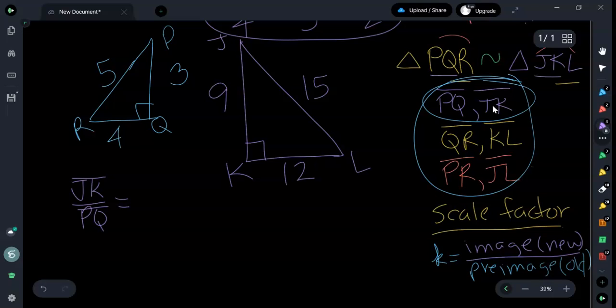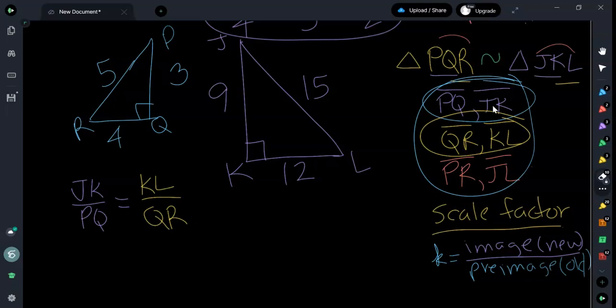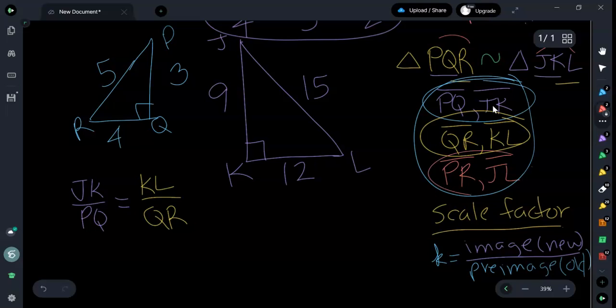And then that should be equal to these two. And remember, KL is in the new one, so KL over QR. And technically, if I want to be correct, we won't use these symbols, because we're talking about the lengths, not the objects. So that equates to JL over PR.